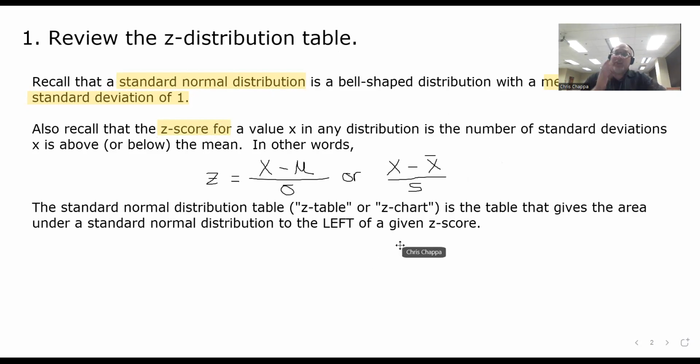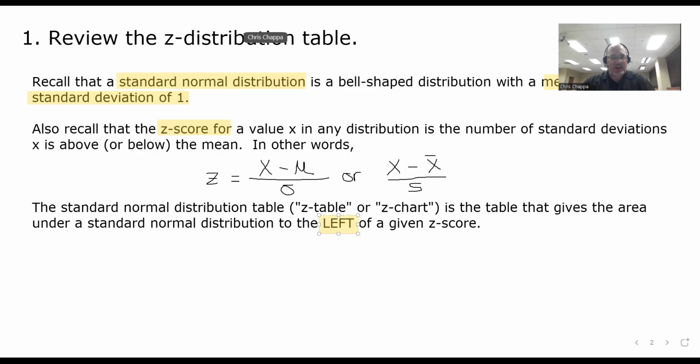Now, we won't actually be using this formula in this video, but later when we get into chapter 6, we'll be using formulas that are based on this. The standard normal distribution table, z-chart or t-chart, is the table that gives the area under a standard normal distribution to the left of a given z-score. And it actually says this in the z-distribution table.